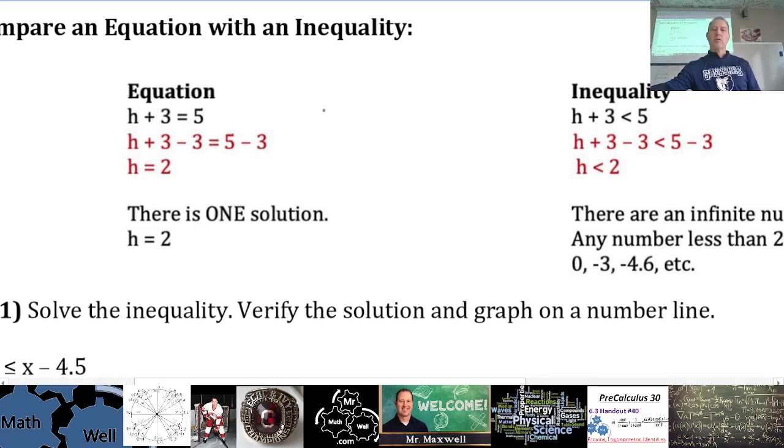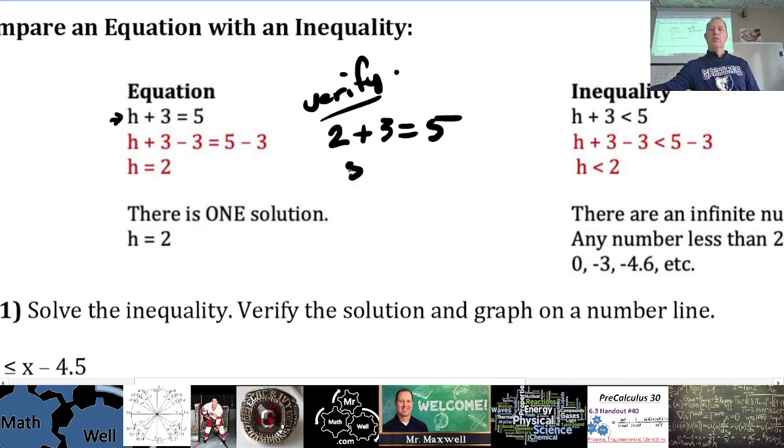Verify or check is something that you should always do, and I have one solution that I'm going to check. So 2 plus 3 should equal 5 if my answer is correct. I put it into the original equation here. Is 2 plus 3 equal to 5? Yes, it does. So it has been checked. There is one solution. That solution is 2.